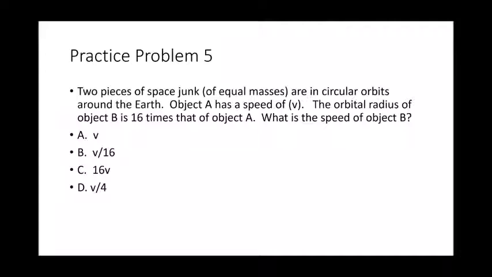All right, here's practice problem 5. 2 pieces of space junk of equal masses are in circular orbits around the Earth. Object A has a speed of v. The orbital radius of object B is 16 times that of object A. What is the speed of object B?